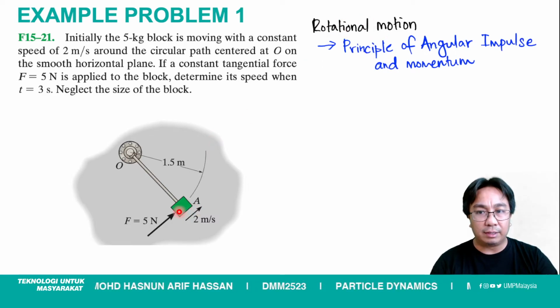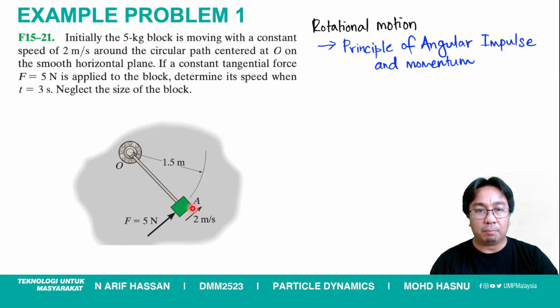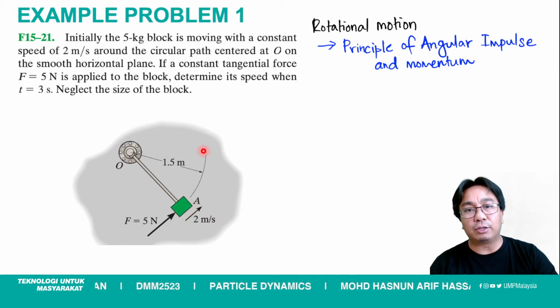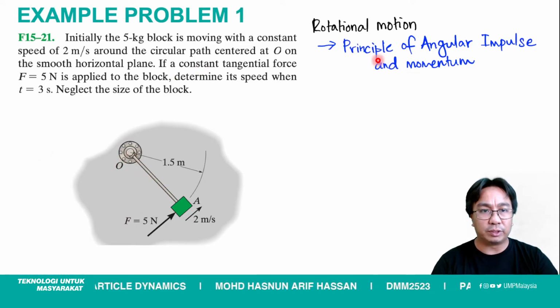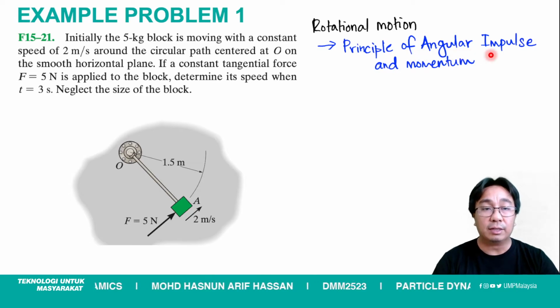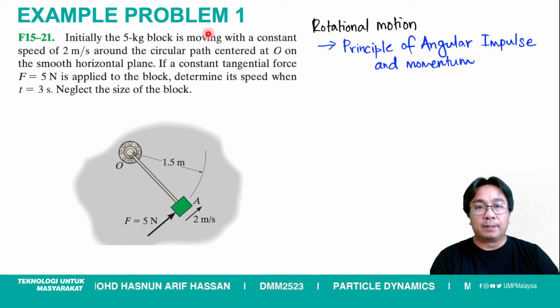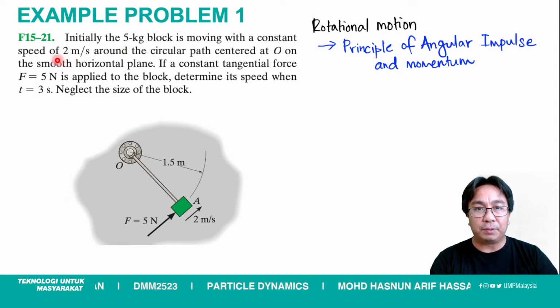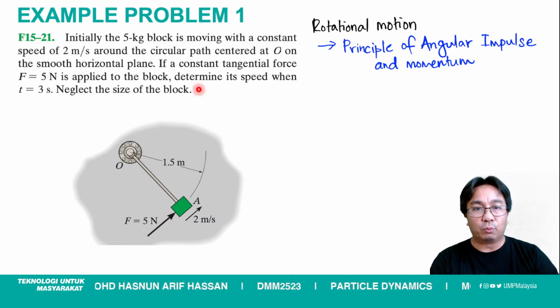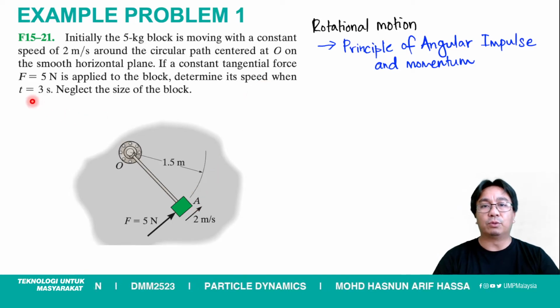The particle here, the green block, is moving in a circular path surrounding the center point O, and therefore we should use the principle of angular impulse and momentum. The mass of the block is 5 kg. It has an initial speed of 2 meters per second. It has a constant tangential force of 5 Newton applied to it. We need to determine the speed of the block when t equals 3 seconds.